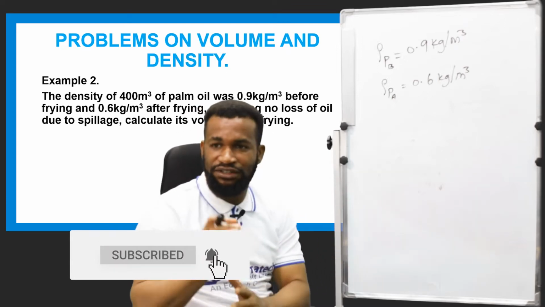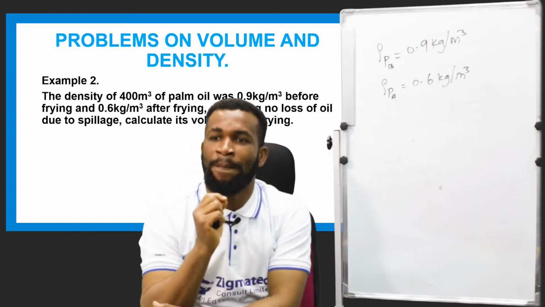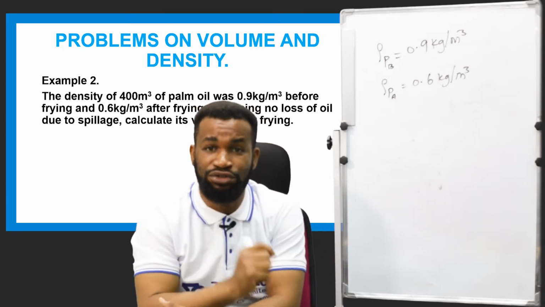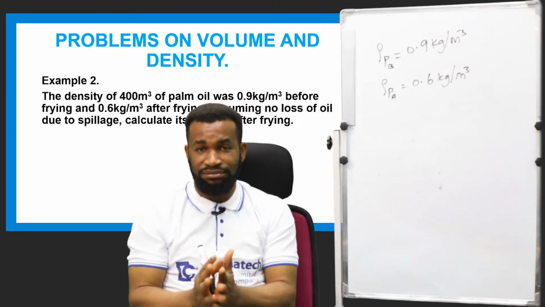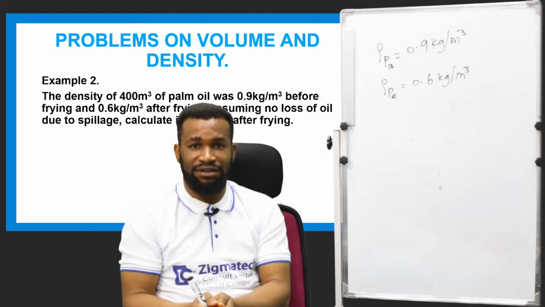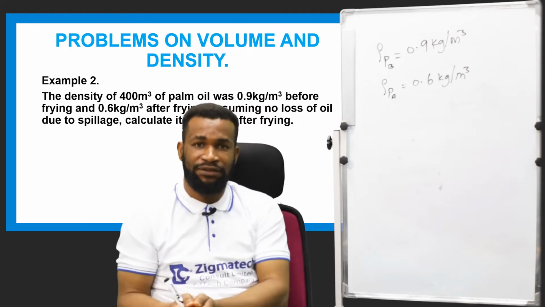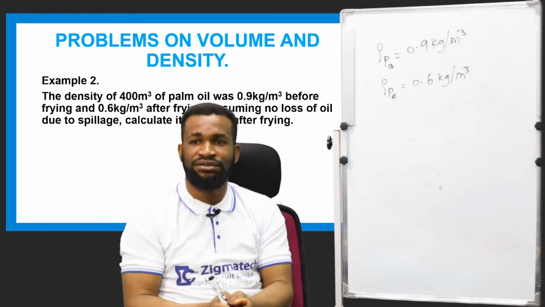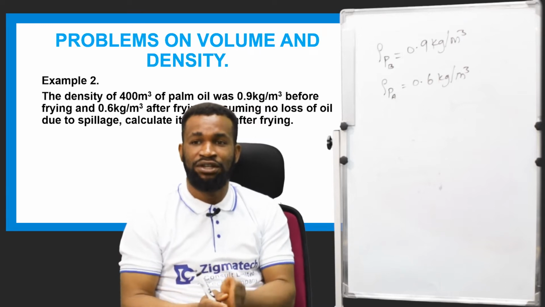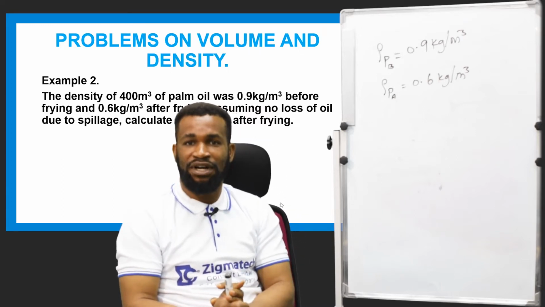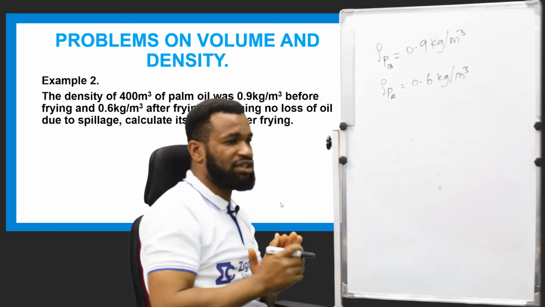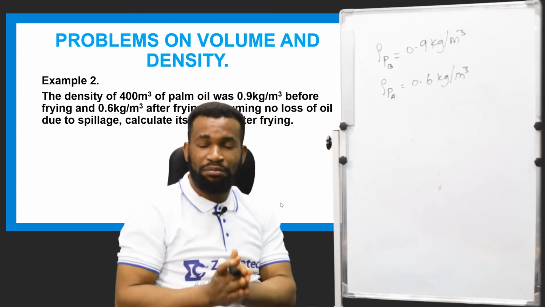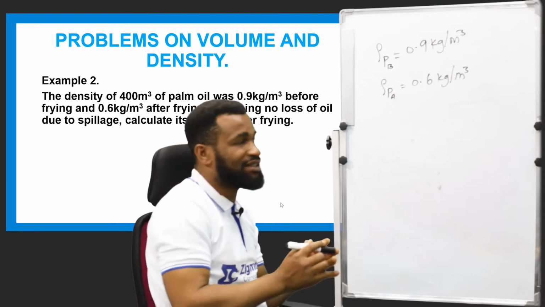Now, that statement is very, very important. They said, assuming no loss of oil due to spillage, that means the mass of the oil could not be reduced. That means the mass is the same before and after frying. If that condition is obeyed, we are going to calculate its volume after frying. Now, remember when we talk about density, we are talking about the mass of the substance per unit volume of the substance at that time.